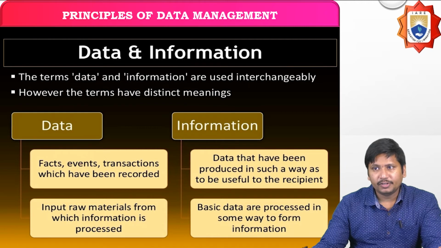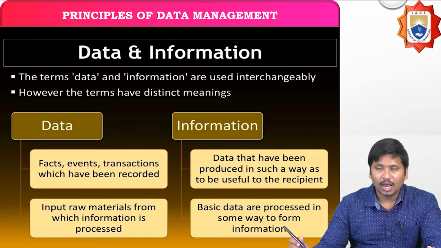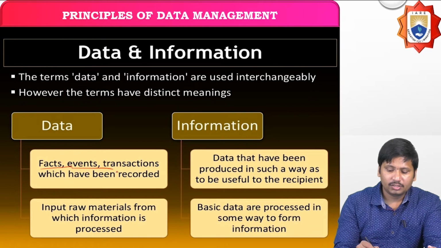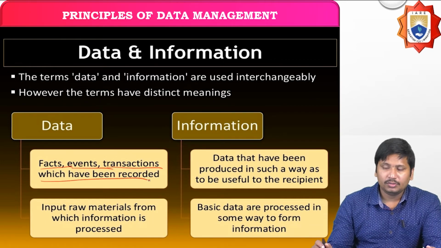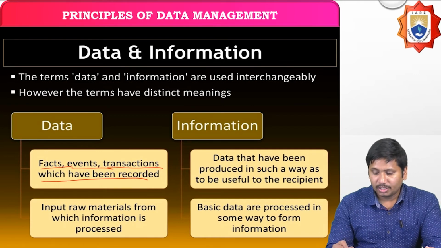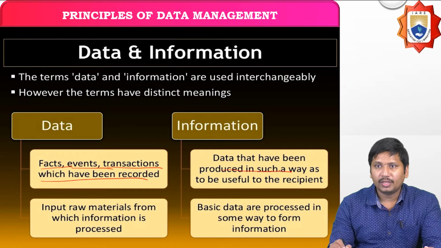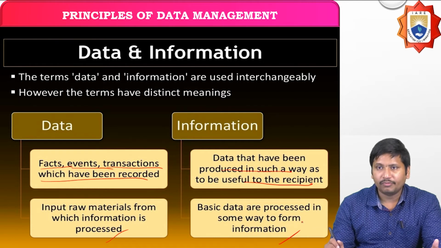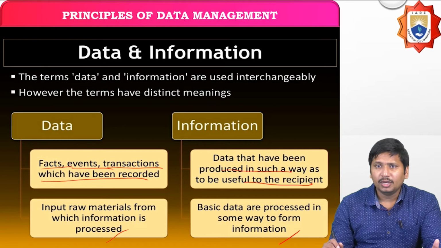Let me differentiate between data and information. The terms data and information are often used interchangeably, however they have distinct meanings. Data is nothing but facts, events and transactions which have been recorded. Information is data that has been produced in such a way that it is useful to the recipient. Data is the input raw material, which is processed in some way to form the information. That is the difference between data and information.